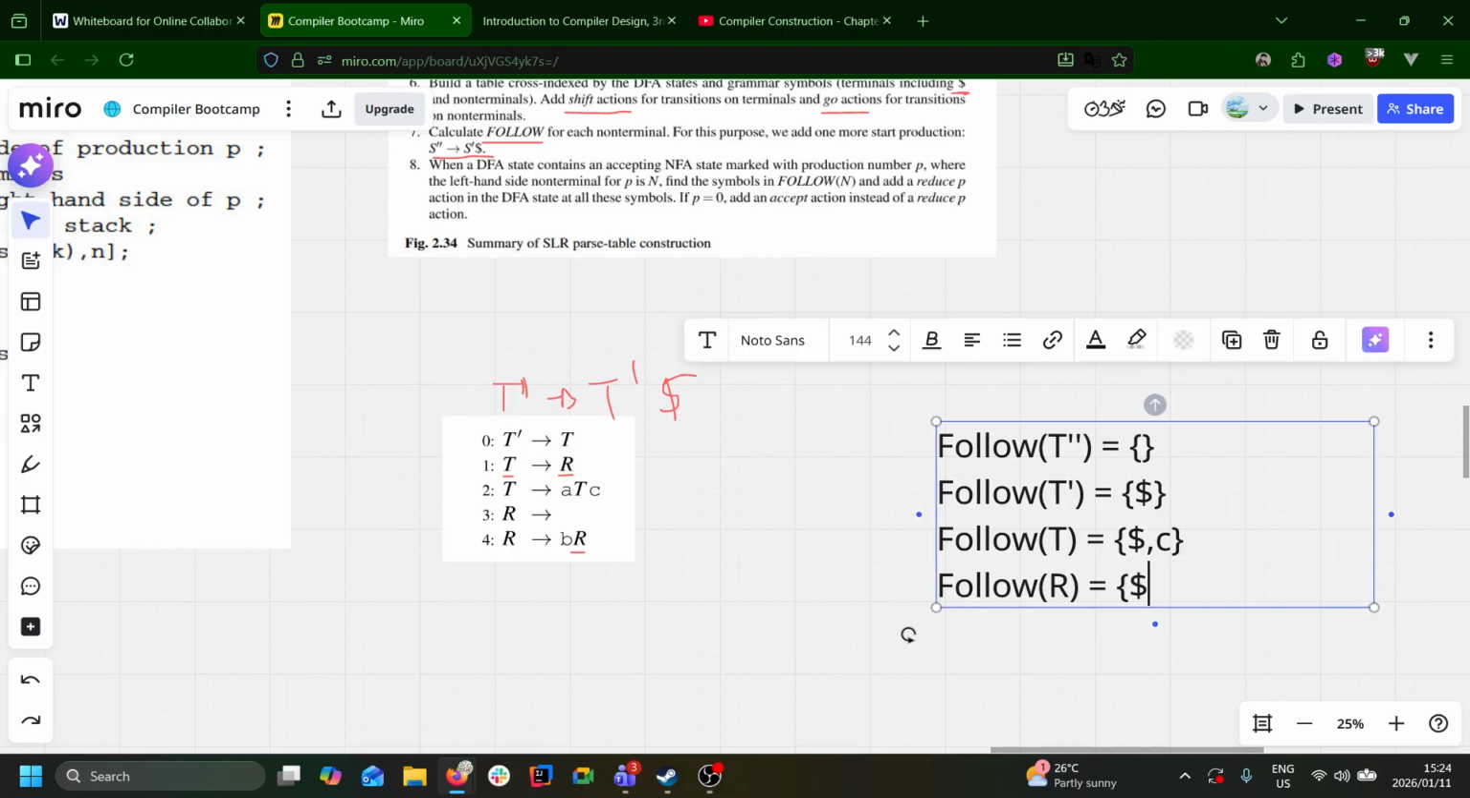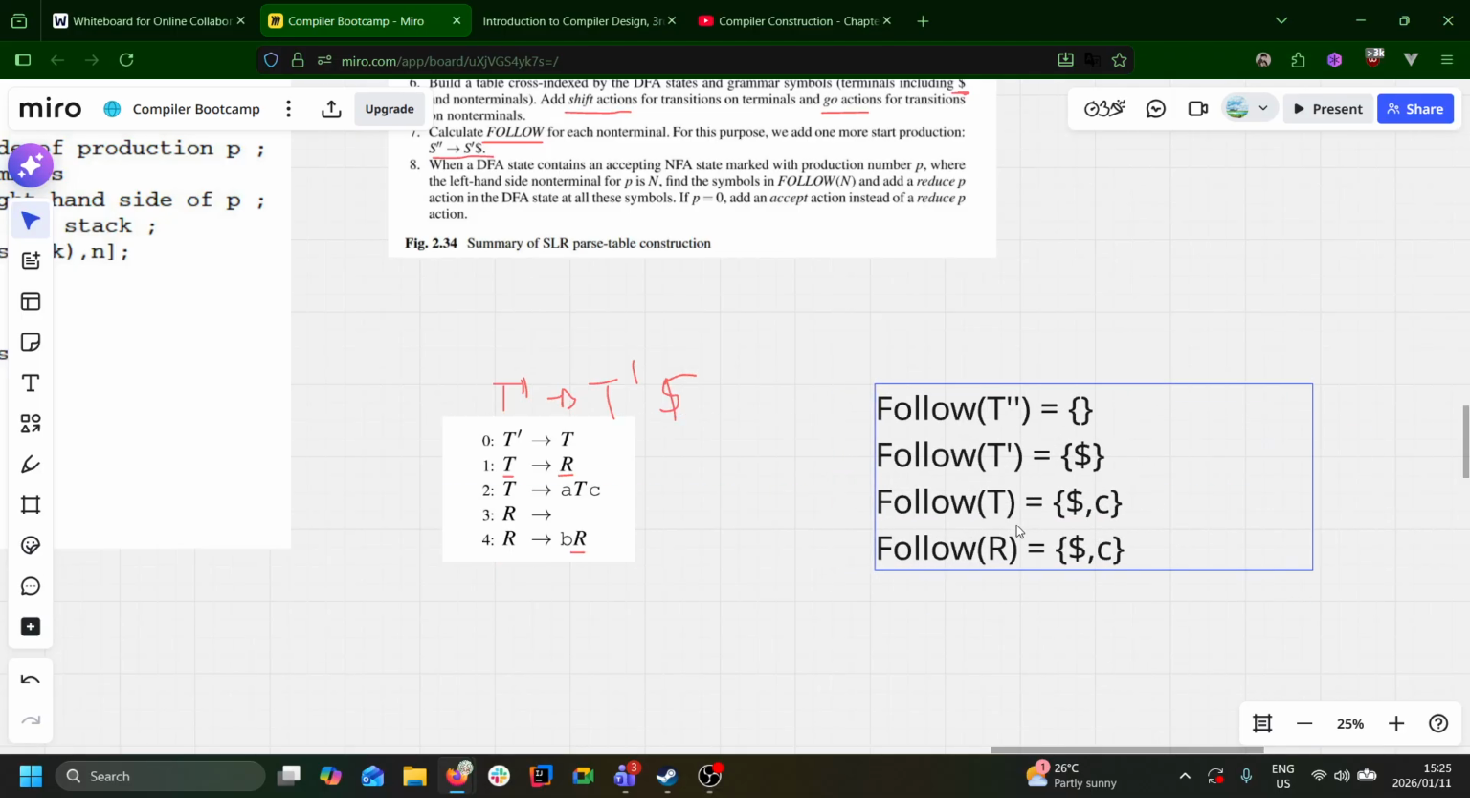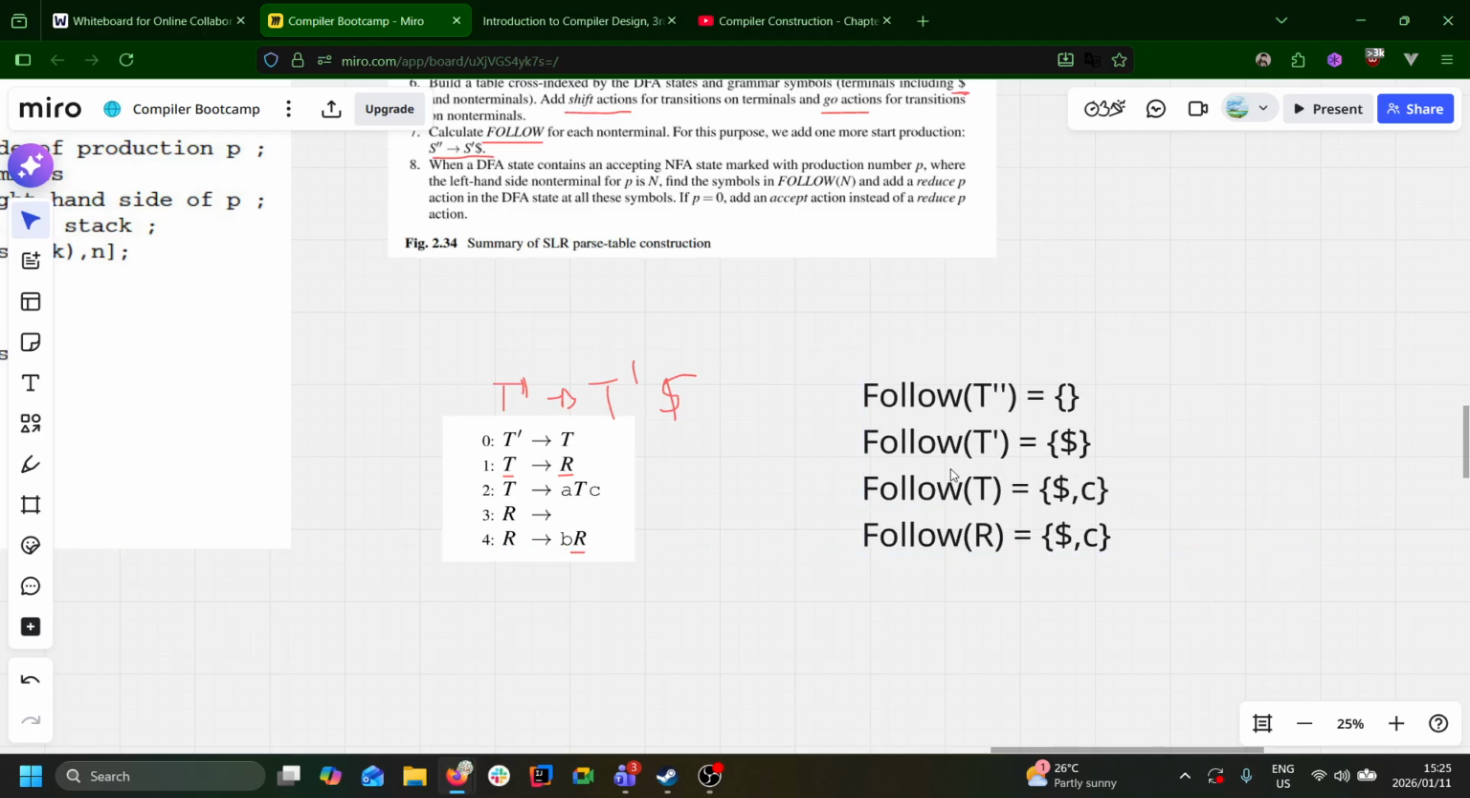So you have the dollar sign and C, and are we done? So here R is followed by nothing. So that means whatever follows R is whatever follows R, and in this situation, it's gonna be nothing as well. So you're gonna skip this one, and you'll just end up with this as a final answer. So that's how you get the follow set as well.